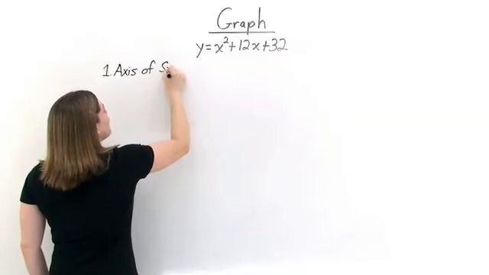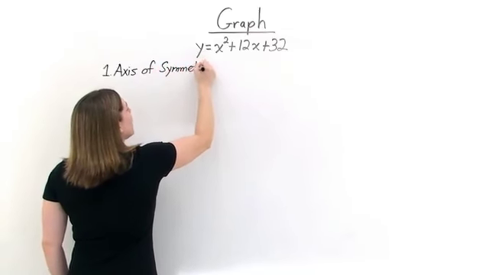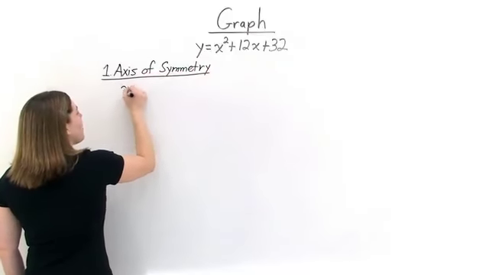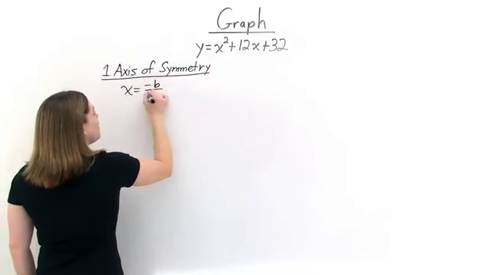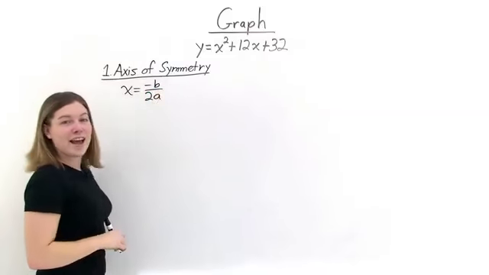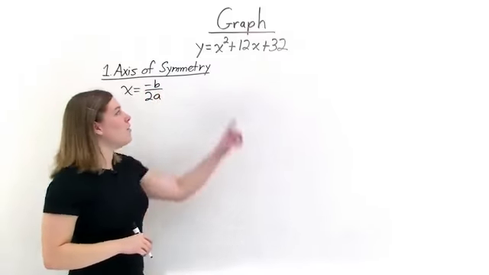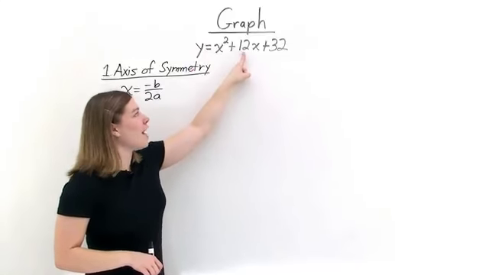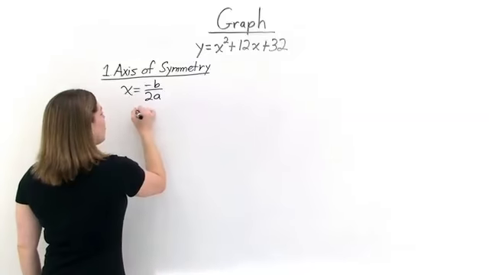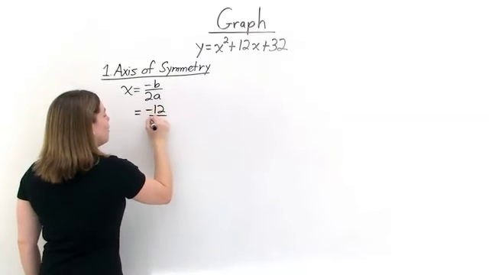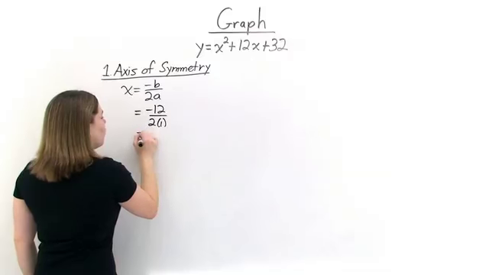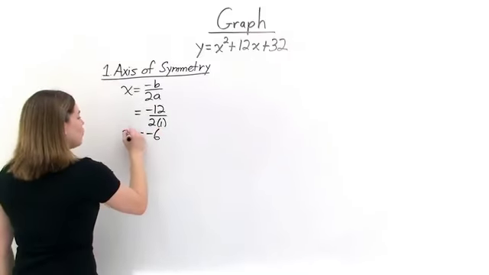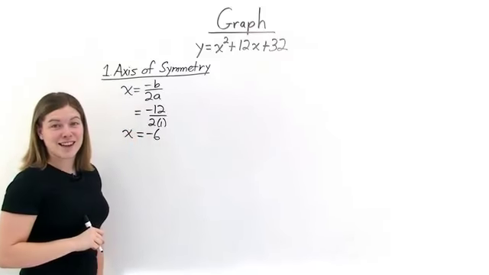Remember, an axis of symmetry is that invisible line that cuts our parabola in half. And the formula for the axis of symmetry is x equals negative b over 2a. A is the coefficient in front of x squared. Here we have 1. And b is the coefficient in front of x, 12. When we plug those values in, we get negative 12 over 2 times 1. When we simplify, we get negative 6. So that means our axis of symmetry is the line x equals negative 6.